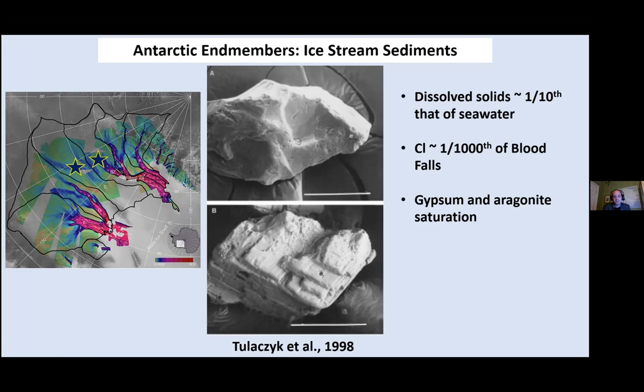Gypsum and aragonite are at saturation, so calcium is precipitating out one way or another. And that, at least according to Mark Skidmore, who did the analysis, and the others on the paper, felt that an evaporite source was excluded based on the chemistry just not matching the composition of any common evaporite minerals. And again, the pH is near neutral.